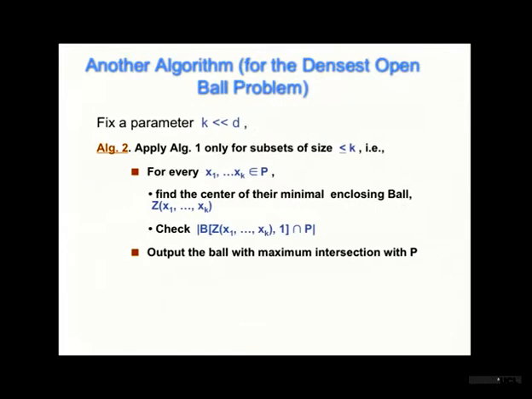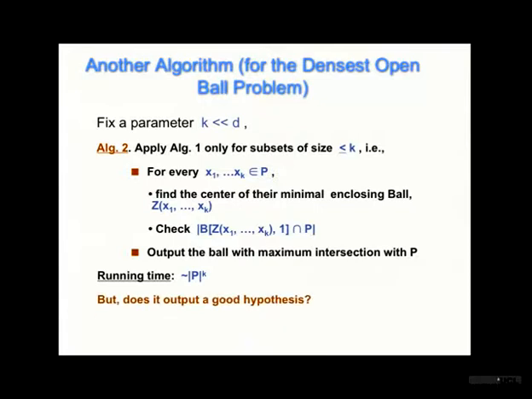So here is a second algorithm that will overcome this exponential dependence on d. Here I'll pick some k which is much less than d. And instead of looking at all d tuples, I look only at all k tuples. Now my running time will be just the input size to the power k. So I have overcome the complexity problem. What is the problem with this algorithm? It is not guaranteed to find the best ball, because I'm only looking at a small subset of the balls.